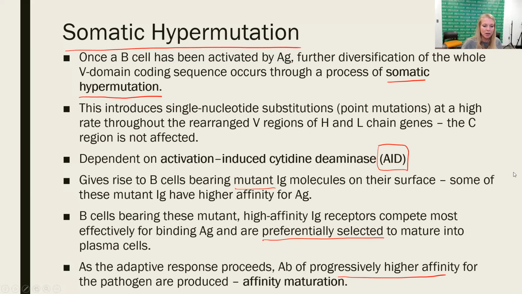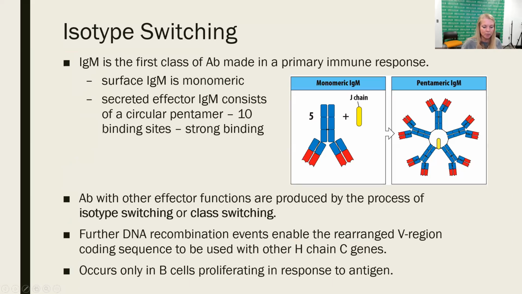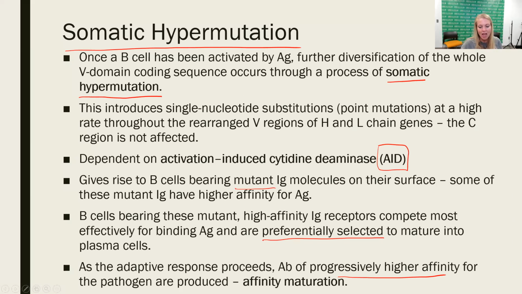Okay, that's where we're going to stop, and we'll pick up on our last piece of differentiation in the third section.